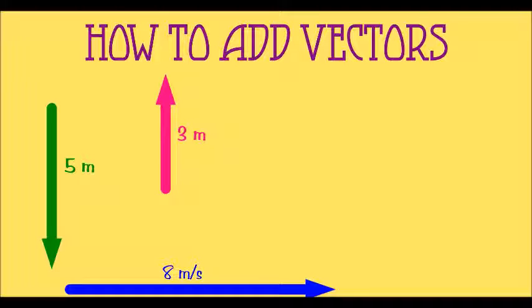This video will introduce you to the process of how to add two or more vectors. We'll start out with some basics about adding vectors, and then we'll get down into the nitty-gritty of exactly how to do it. The first thing we're going to learn about is the fact that when you add two vectors together, you get something called a resultant vector.